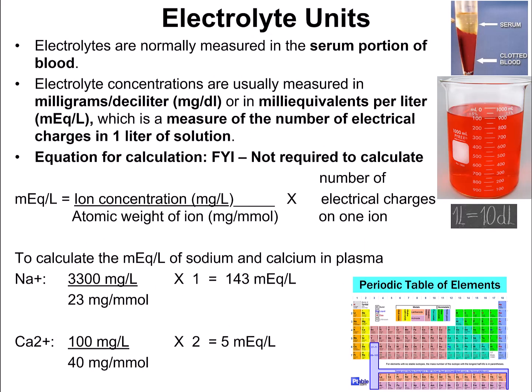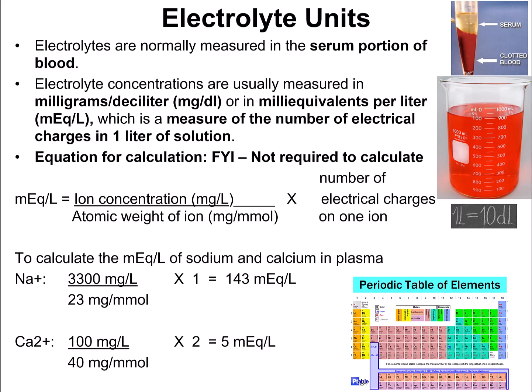When you look at the units used for electrolytes, they're usually given as milliequivalents per liter or milligrams per deciliter. Well, milligrams per deciliter is pretty easy. It's how many milligrams you have in a deciliter of fluid. A deciliter is 100 milliliters, or 1/10 of a liter.